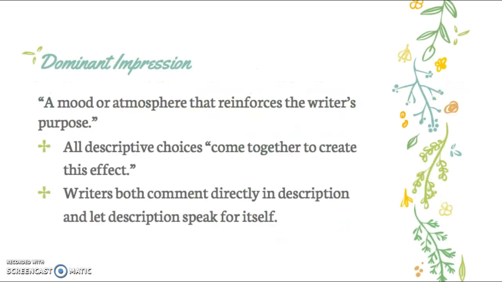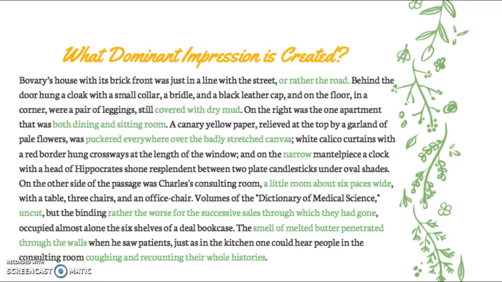You can already tell from many of these that the author, Flaubert, isn't trying to just describe stuff, but he's creating what is often referred to as a dominant impression. This is a mood or atmosphere that reinforces the writer's purpose. All descriptive choices come together to create this effect, and writers both comment directly in description and let description speak for itself. So let's take a look at the dominant impression of the paragraph we read a little bit ago.